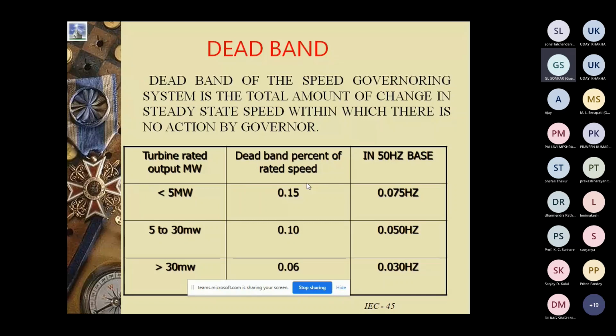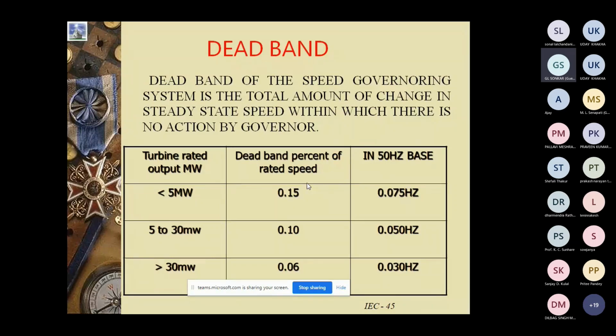For less than 5 megawatt, the dead band percentage is 0.15. Then in case of hours 0.75. Then for 5 to 30 megawatt, 0.10. Then above 30 megawatt, which we call large nowadays, 0.06. And this is called the dead band of the generator. It is terminology of the governors. So up to what minimum change your governor should not act, that is called your dead band. So for big machines, the dead band goes on decreasing.